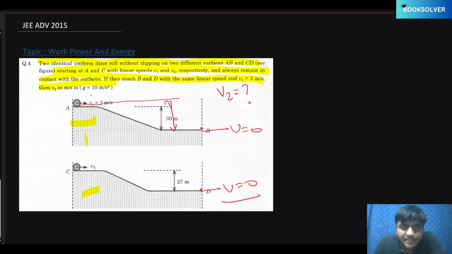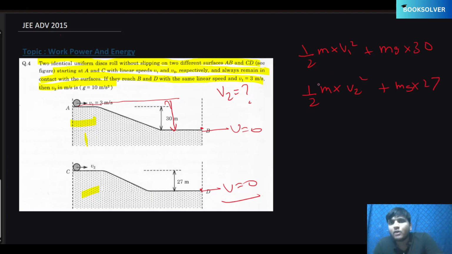What is the initial energy of our ball which has velocity v1? It will be half m v1 square. And what is its initial potential energy? It is equal to mg times the height, which is 30 meter. For the other one which has velocity v2, the energy is half m v2 square plus mg times the height, which is 27.